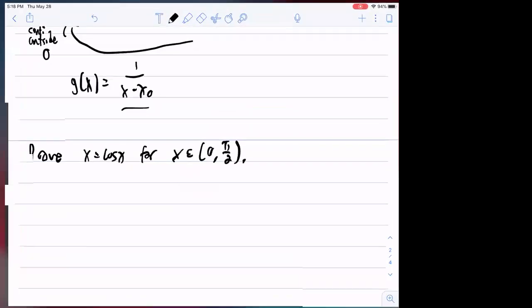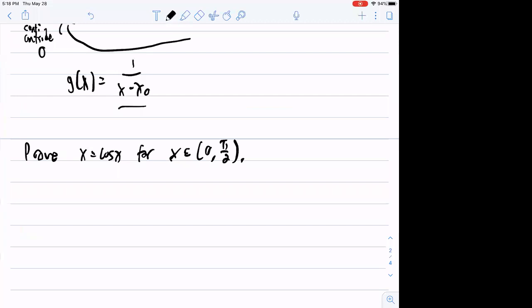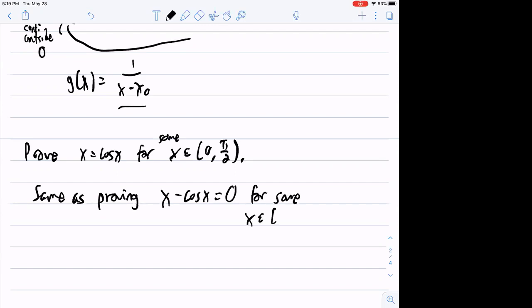So let me rephrase the question. Proving x equals cosine of x for some x in 0 to pi over 2. Certainly it doesn't hold for every x. It's the same as proving x minus cosine of x is 0 for some x in 0 to pi over 2. Okay, does this ring a bell now? What should I be using?